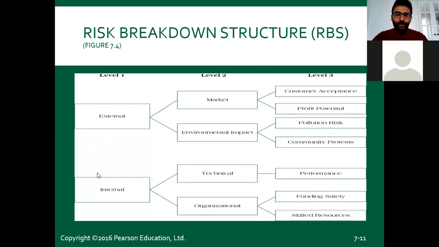There could be external risks, right? Internal risks. So external risks could be, for example, market risks, environmental impact risks like pollution, community protests, or market risks like customer acceptance, profit potential. These are external risks. And internal risks like technical and organizational risks that you can mention. So as we have done work breakdown structures, you could also develop risk breakdown structures to manage risk in a better way. When you do it in more detail, you could develop detailed strategies, right?